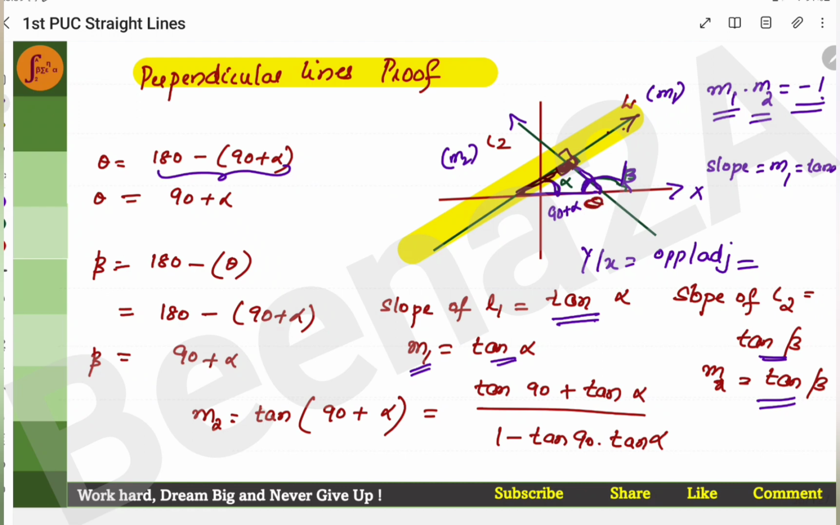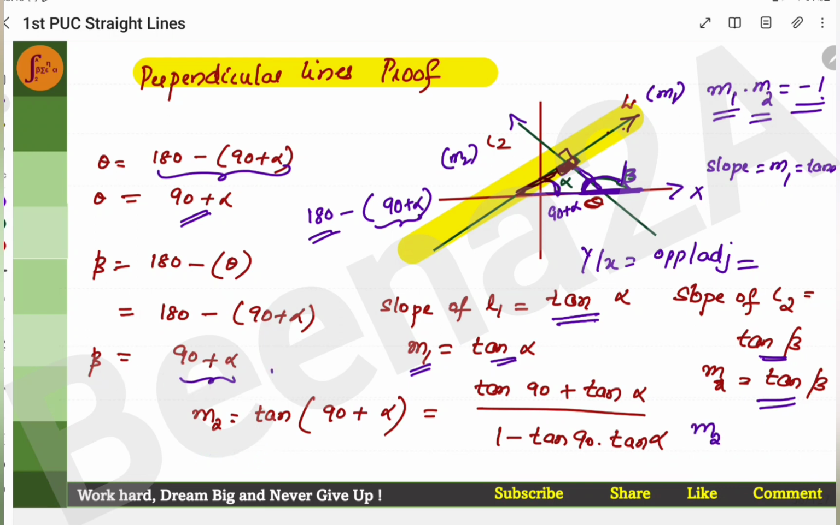Now if this angle is 90 plus alpha, then what is this beta? Simple. Again it will be 180 minus (90 plus alpha). This is a straight line, so this is 180 degrees, and this angle is 90 plus alpha. So beta is nothing but 90 plus alpha.